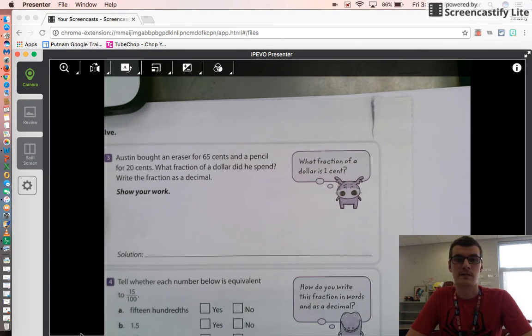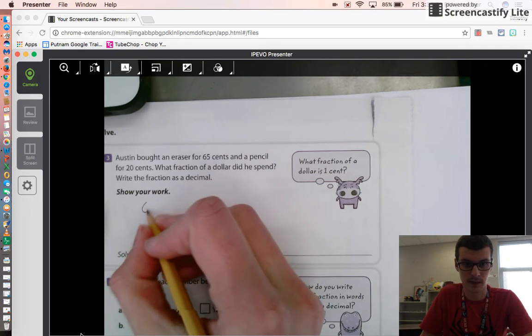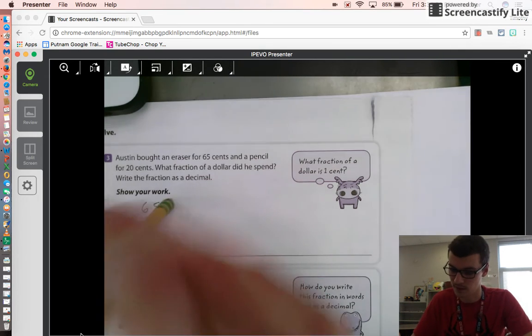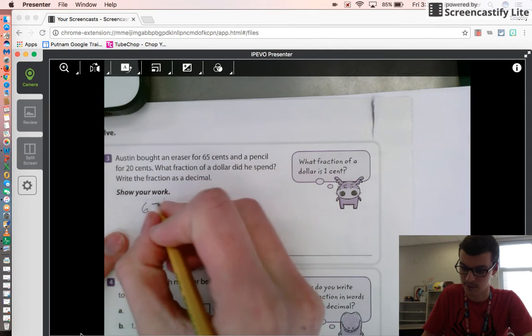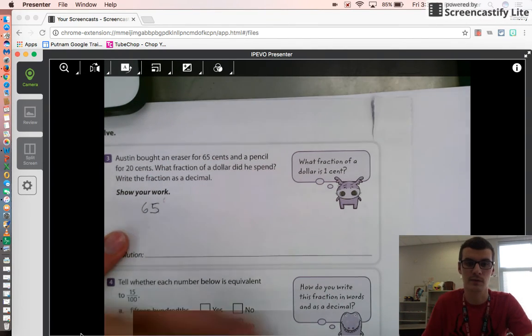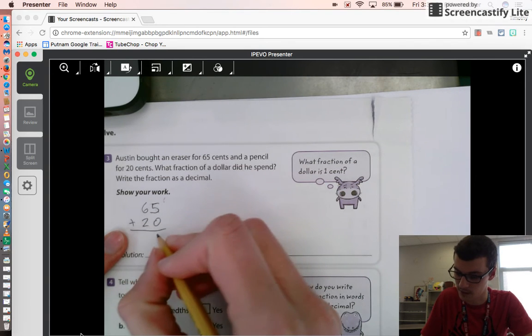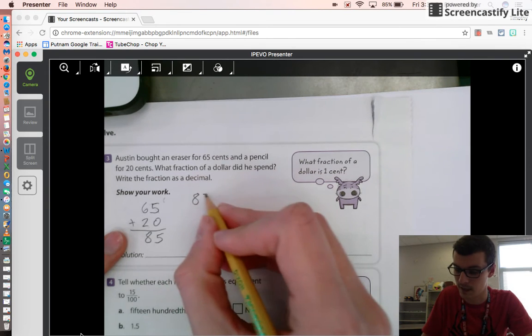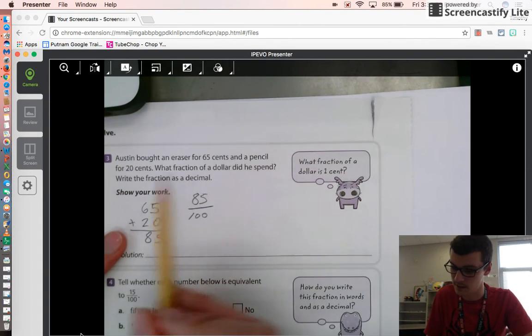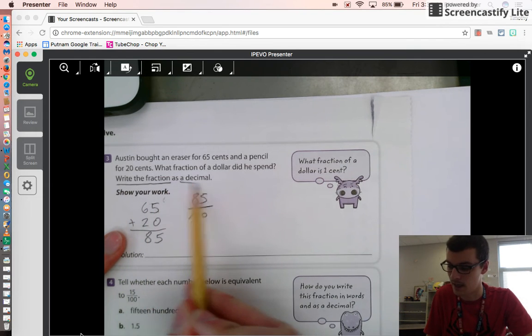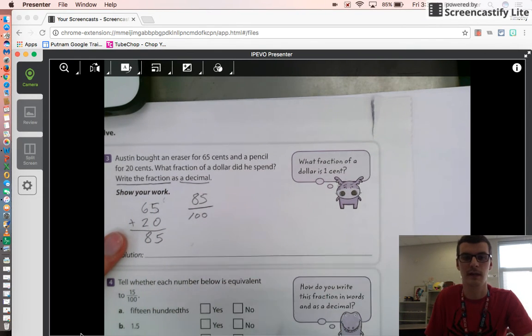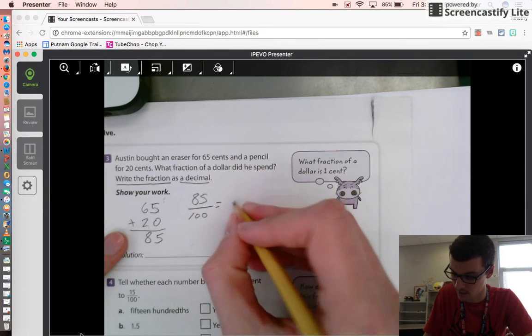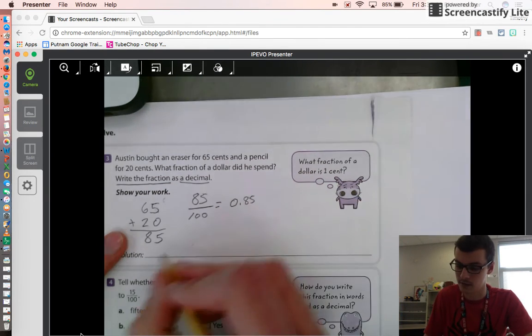Austin bought an eraser for 65 cents and a pencil for 20 cents. What fraction of a dollar did he spend? Write the fraction as a decimal. So, 65 cents. Oh, sorry, I'm trying to watch the screen and write on the paper at the same time. 65 cents and a pencil for 20 cents. We add those together, we're going to get 85 cents out of a dollar. So 85 out of 100, and it says write the fraction as a decimal. If I just put 85 over 100 on the blank, then I'm going to be wrong. I have to put this as a decimal, which would be 85/100.